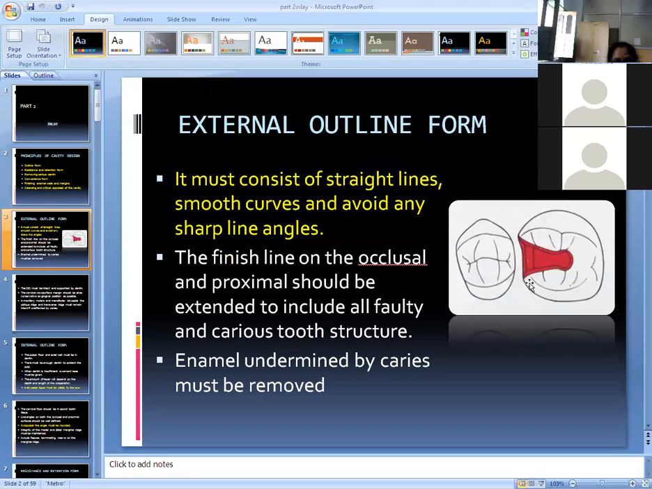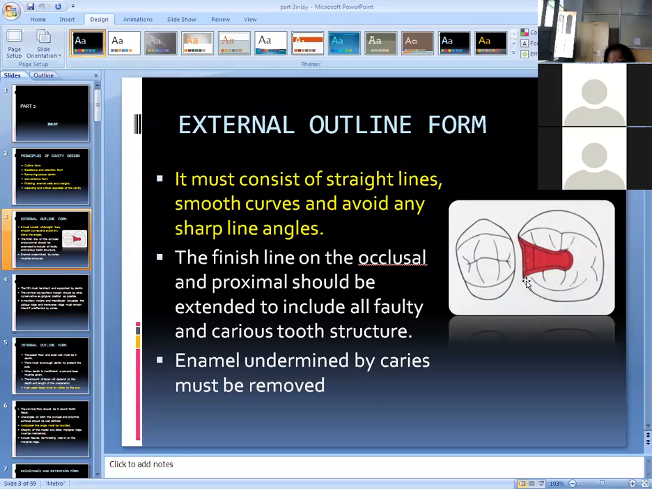So, what is the outline form? It is the possible outline where you are making your cavity. There are two types of the outline form. One is the external and another one is the internal. There are certain principles which are followed for the external outline form. Whatever outline form you give to the cavity, you are giving the possible shape to the cavity.